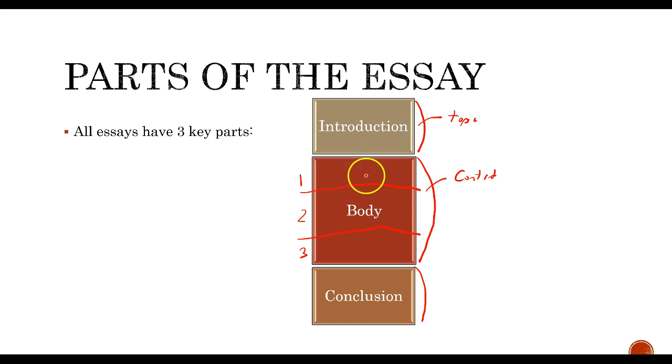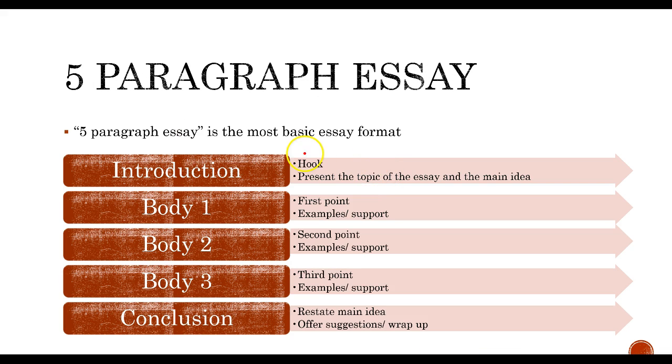So when we look at it this way, we can see that the most fundamental structure of essay writing is the 5-paragraph essay. This is where you have an introduction. Your introduction hooks the reader and presents the topic and main idea. You have 3 body paragraphs. Each of the body paragraphs presents a different point in the essay and backs up that point with different examples and support. And you have a conclusion, and the conclusion is where you restate the main idea and you offer suggestions and you wrap up the essay.